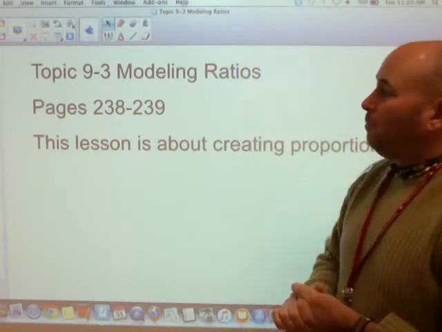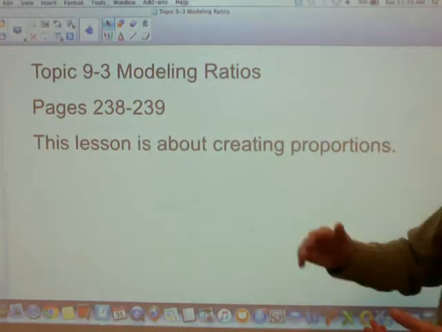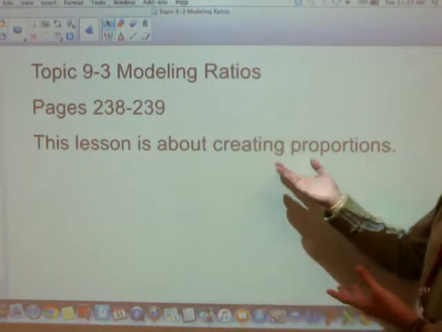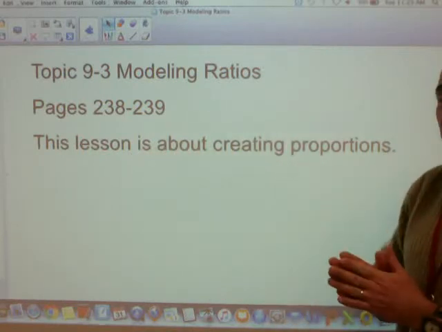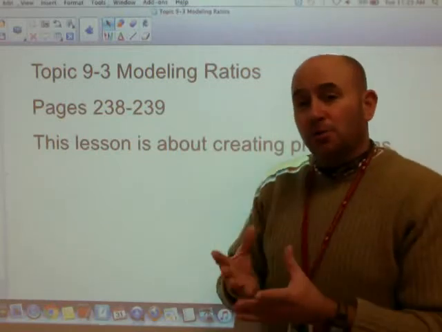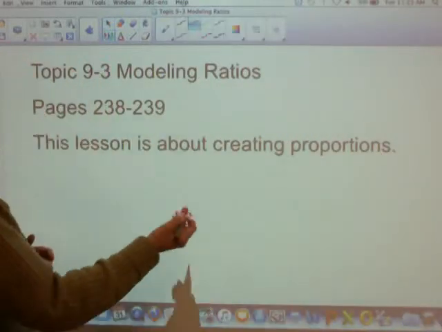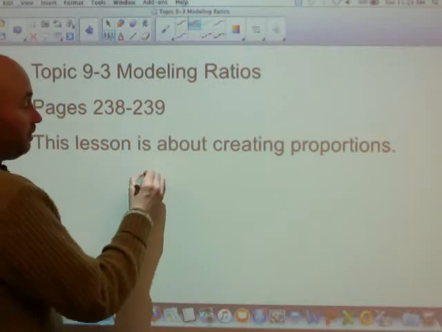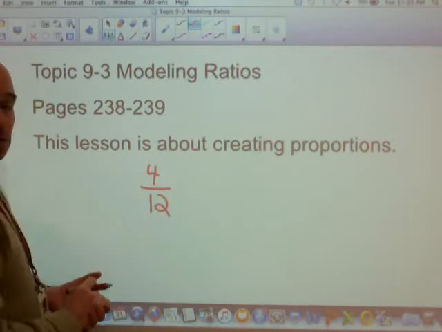Alrighty. When we talk about modeling ratios, basically we are talking about proportions. So this lesson is about creating proportions, or creating proportional amounts. Remember, there are two ways of creating proportional amounts. We could have a ratio which is 4 to 12.